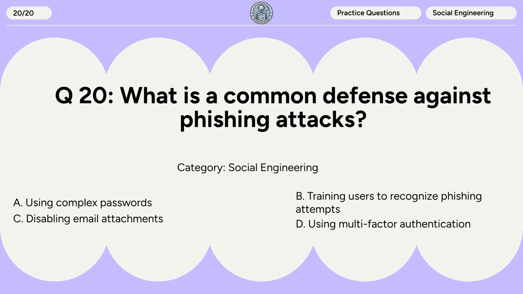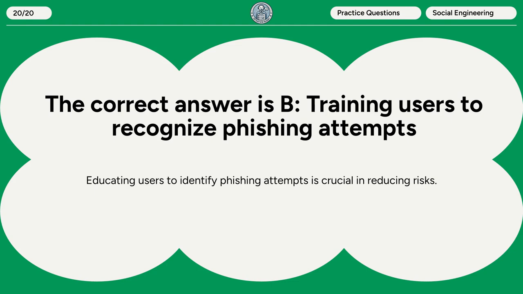Question 20. What is a common defense against phishing attacks? A. Using complex passwords. B. Training users to recognize phishing attempts. C. Disabling email attachments. D. Using multi-factor authentication. The correct answer is B. Training users to recognize phishing attempts. Educating users to identify phishing attempts is crucial in reducing risks.